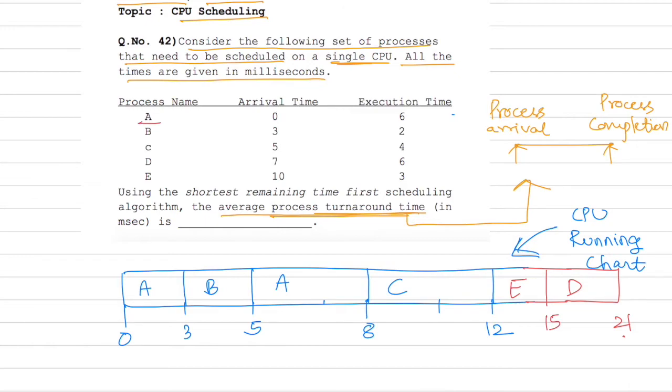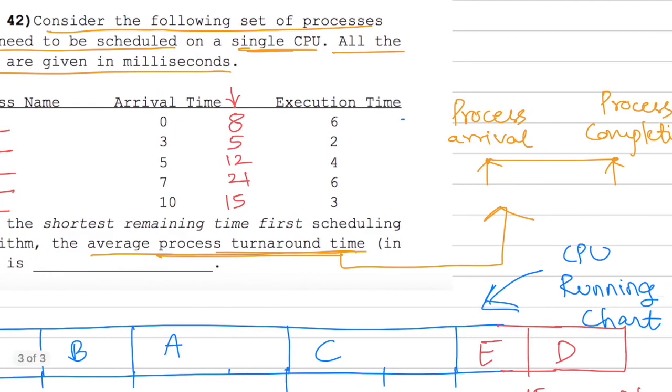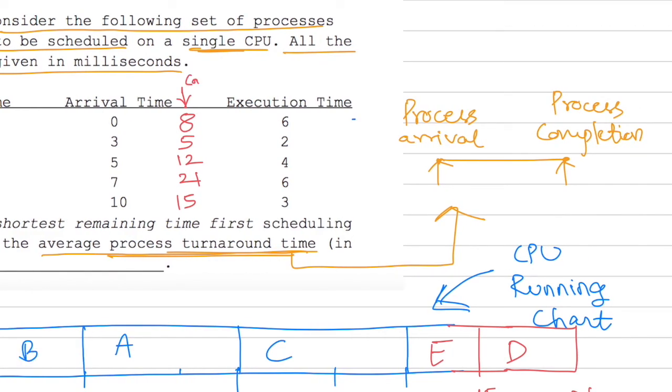For process A, the completion time is 8, so I'll note down 8. For process B, it got completed at 5, so I'll note down 5. For process C, the completion time is 12. For process D, the completion time is 21. And for process E, the completion time is 15. So this becomes my process completion time.